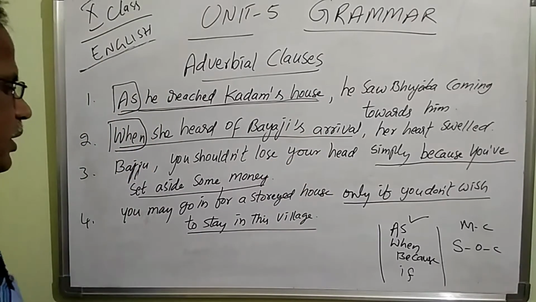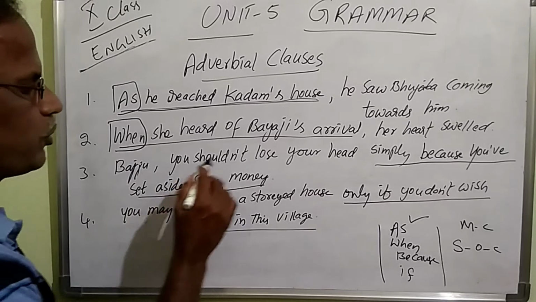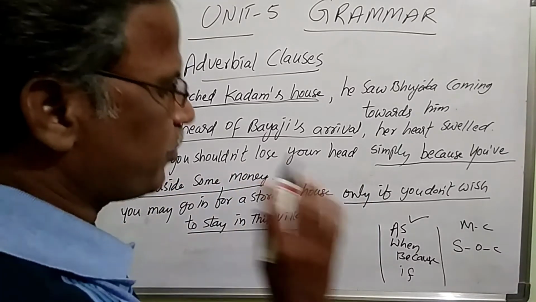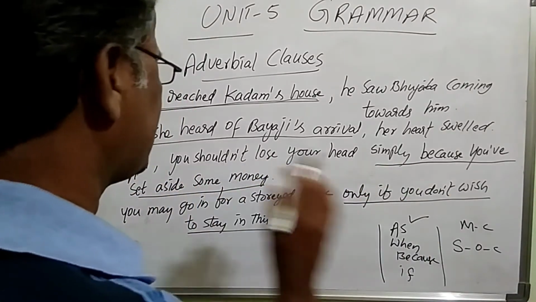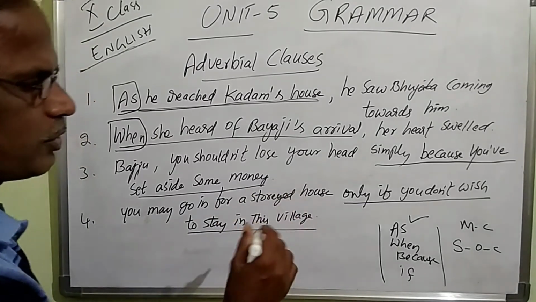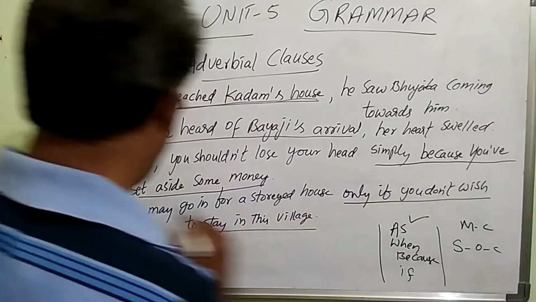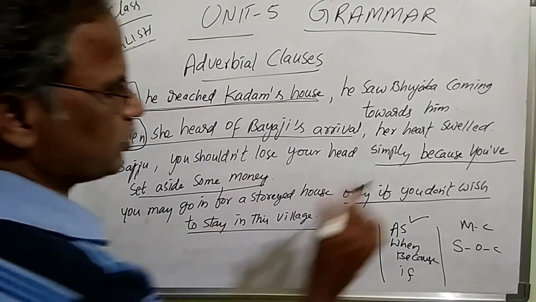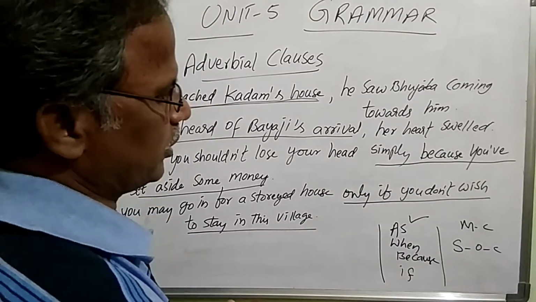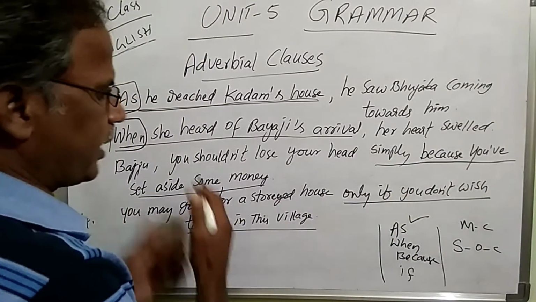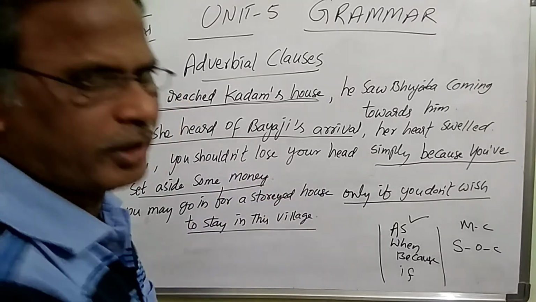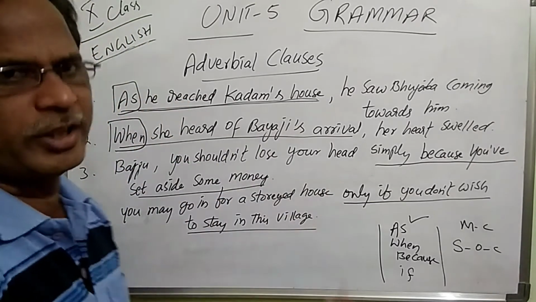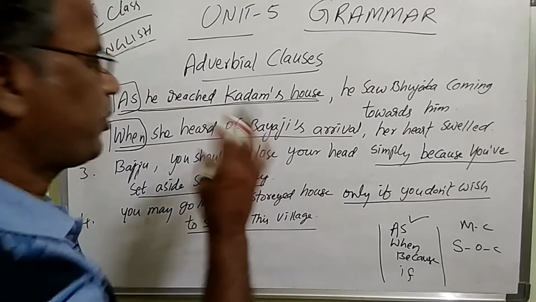Now I am coming to the third sentence. But you shouldn't lose your head simply because you have set aside some money. Here, "simply because you have set aside some money" doesn't give the complete meaning, so something is added before that. "But you shouldn't lose your head" gives a complete meaning itself, so it is an independent clause.